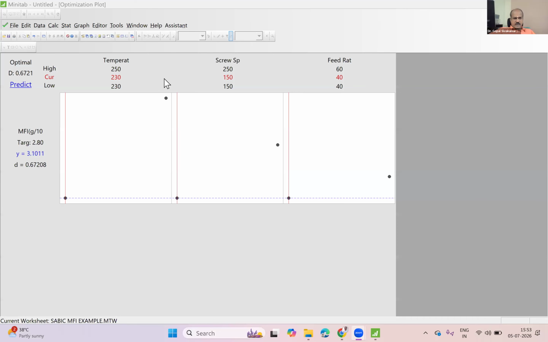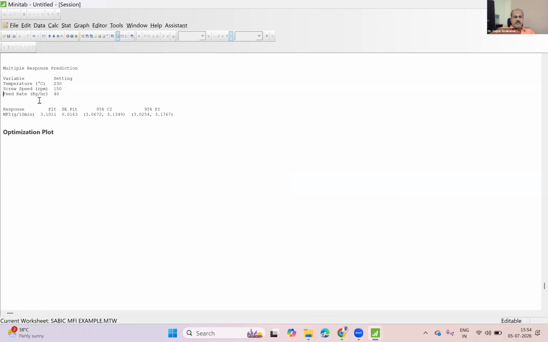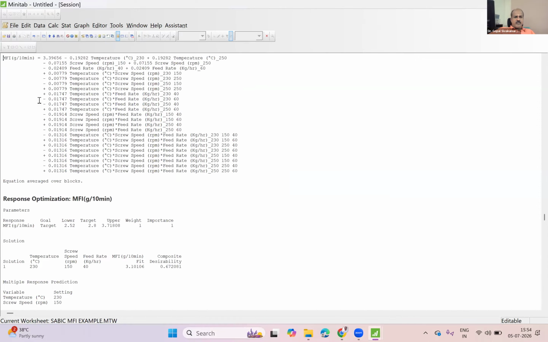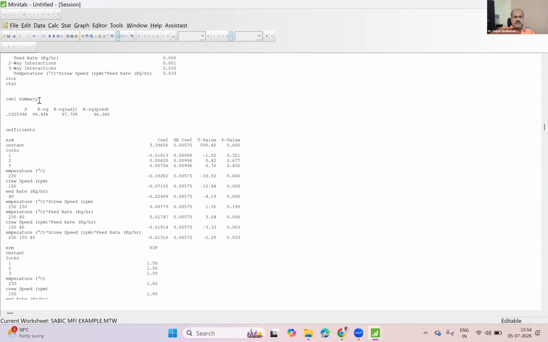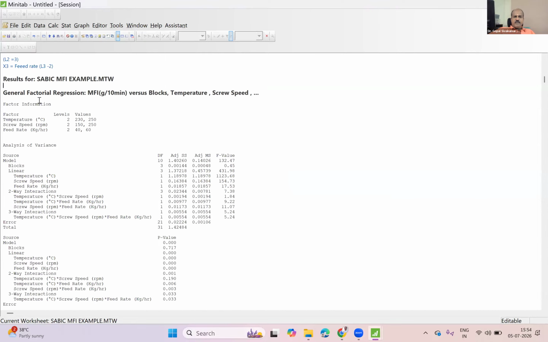Actually, for that speed, the level that we put was 3, but actually it was 2 in the table. Which one? For the factor X2. About this MFI problem? Yes, sir. Yeah, correct. Two only, correct.